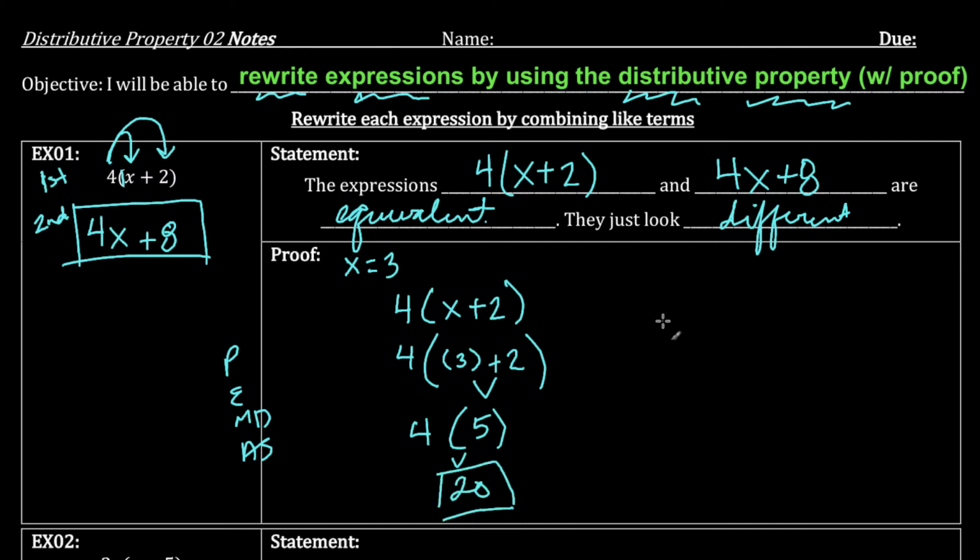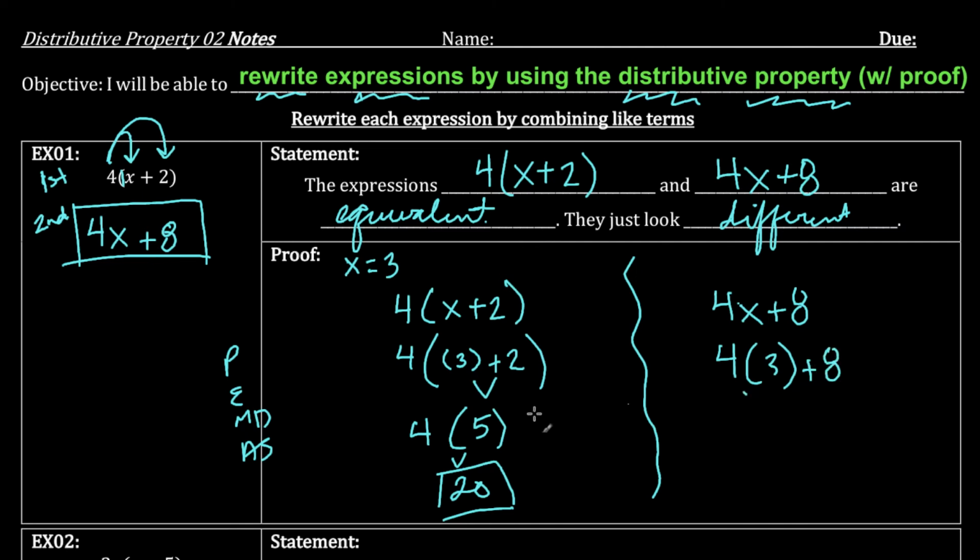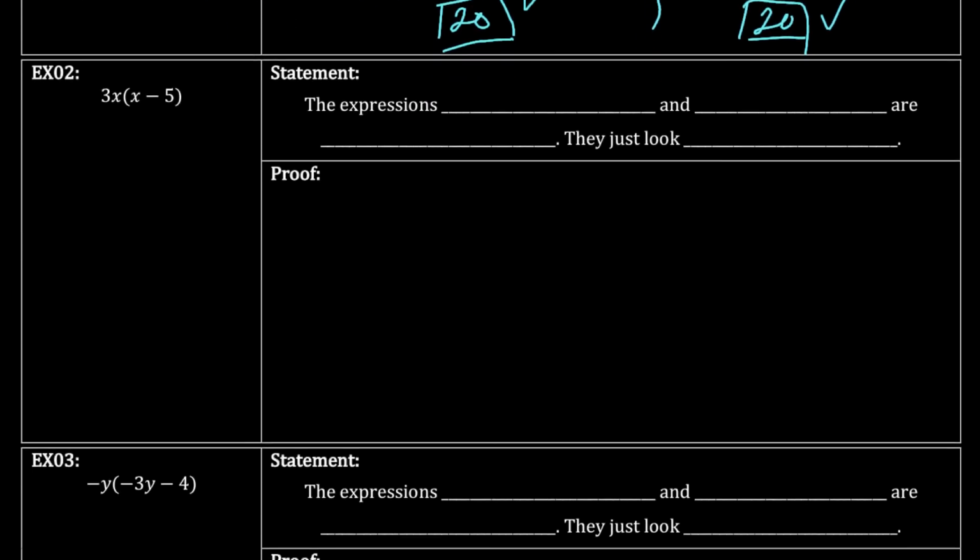Okay, so this other expression should be equivalent. 4x plus 8 is really 4 times 3 plus 8. 4 times 3, because remember, multiplication comes before addition. 12 plus 8 is 20. So both of these are equivalent to each other. At least we showed some sort of evidence.